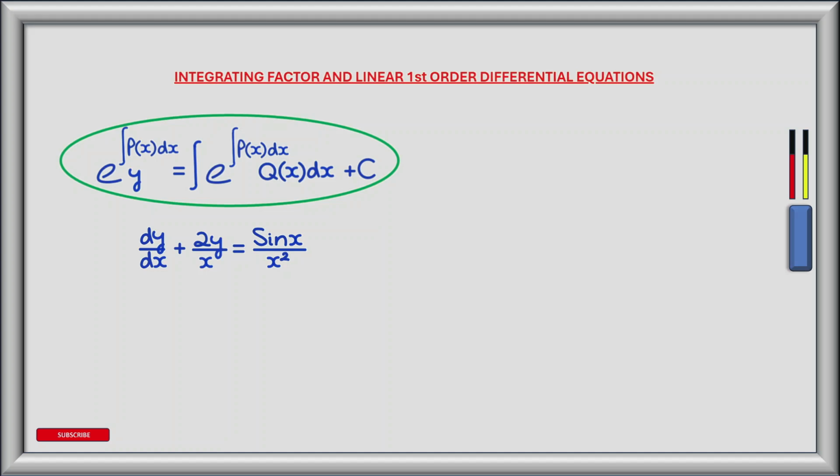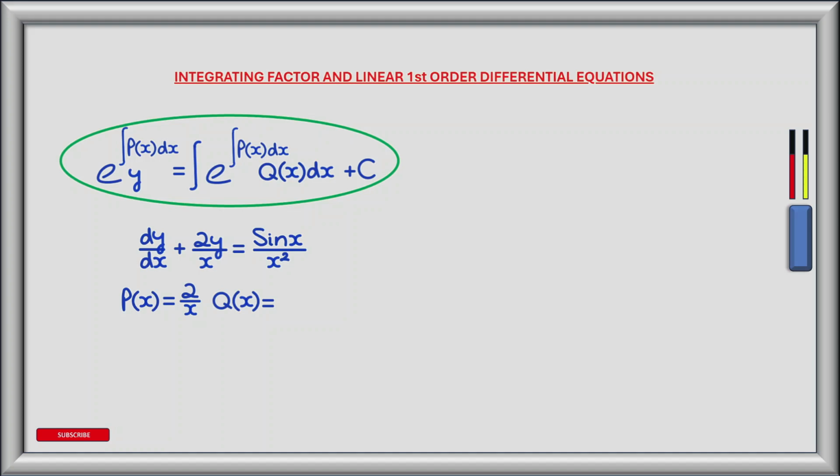And so, fully equipped with this information, let's see if we can solve this linear first-order differential equation using an integrating factor. So we have dy by dx plus 2y divided by x is equal to sine x divided by x squared. To solve this, let's first identify the functions p of x and q of x.